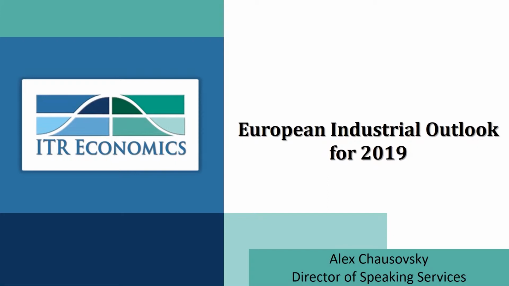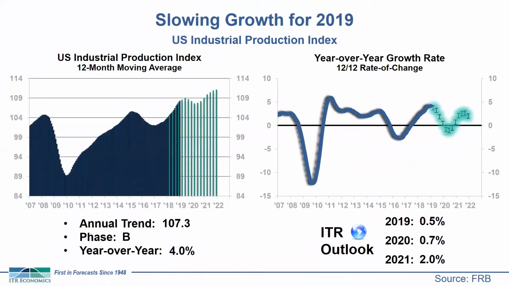So when we look towards Europe and our expectations for 2019, I think it's important to put that into some context relative to what we expect for the United States. So the first thing I want to show you is our expectation for what happens in the US industrial economy this year. I'm showing you data for US Industrial Production Index in this slide in two different ways. On the left-hand side is the 12-month moving average for the US Industrial Production Index plotted over time, going all the way back to 2007.